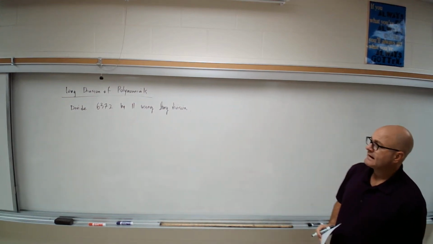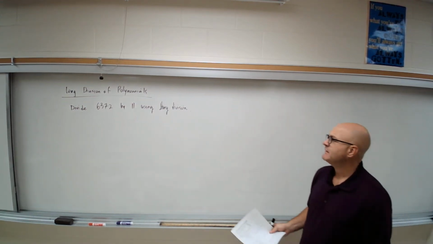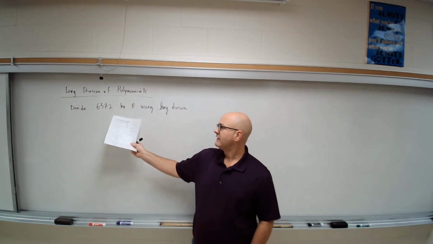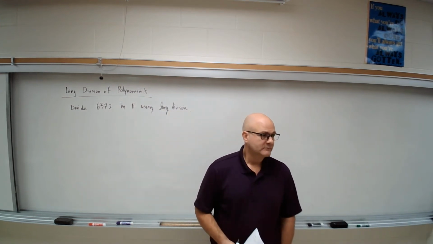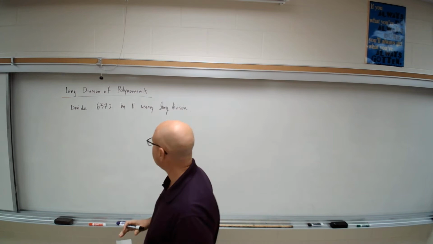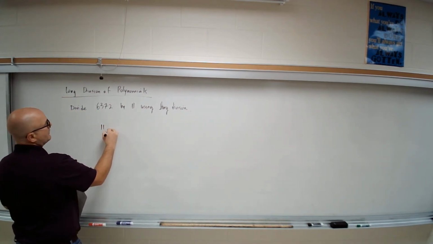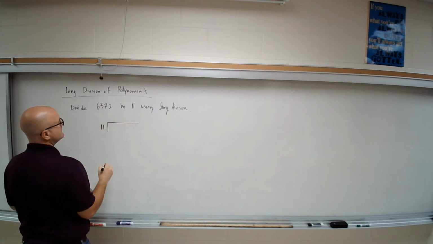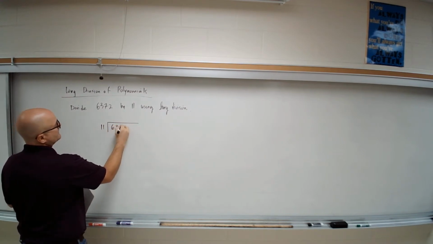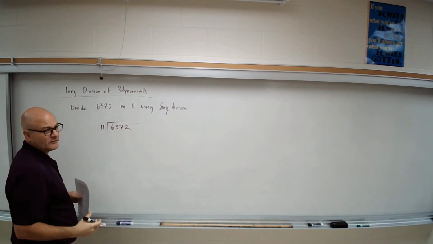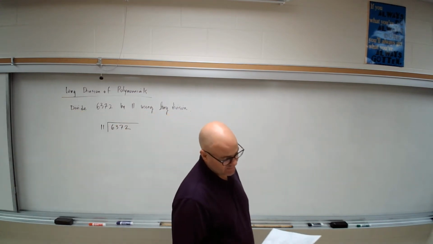So again, to get started with polynomials and their division, let's just recall how to divide a number. This is going back a few years, but to do long division, we'll put 11, then we'll put our division symbol, and then 6372 will be underneath the division symbol.